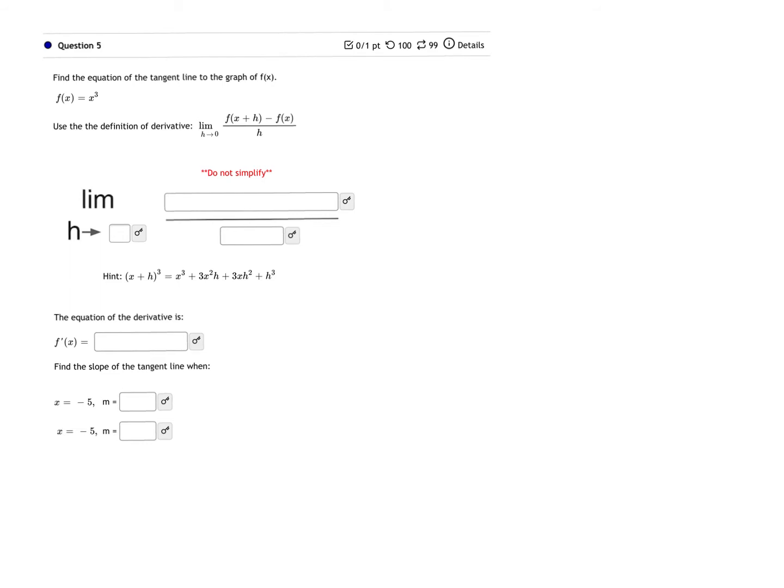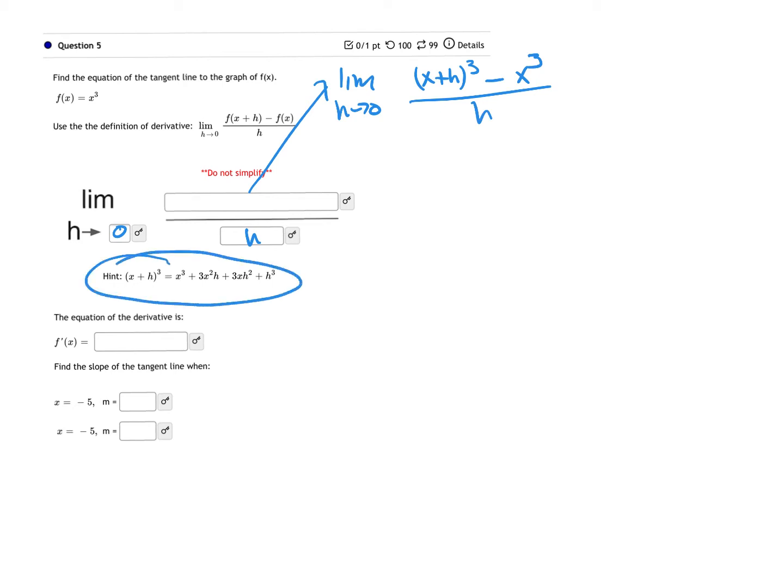And I'm going to start off by going ahead and putting the limit as h approaches 0 and put h on bottom. And then again, I'm going to try and find my limit here. So I want to do the limit as h approaches 0 of (x plus h) cubed minus x cubed over h. So we have to expand that. So that's where I'm going to use this right here.